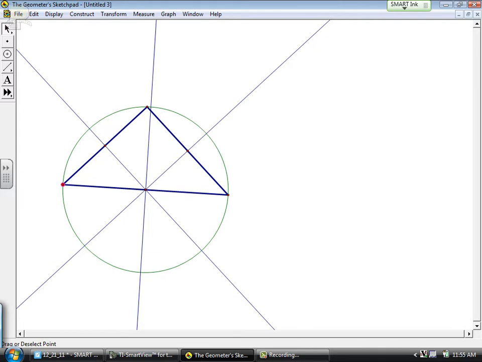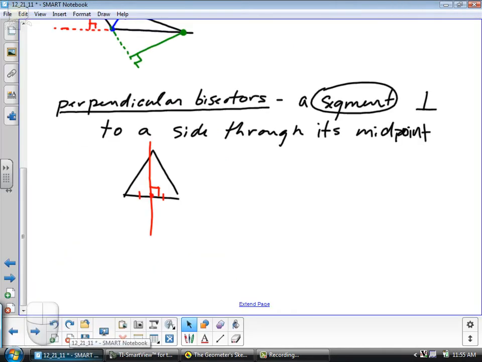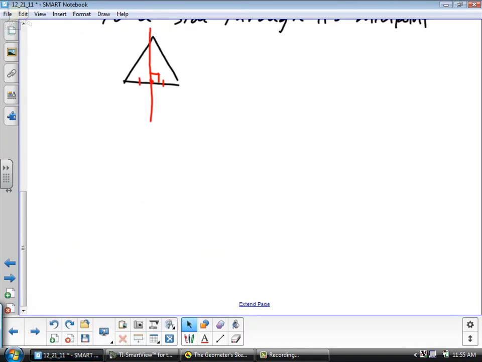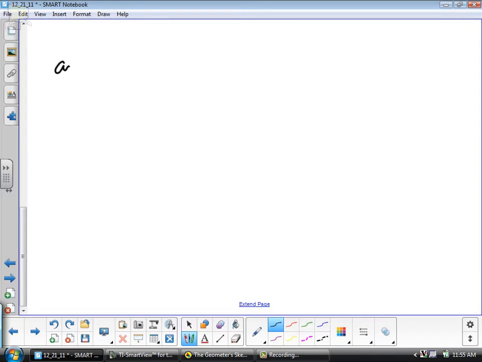The last segment we're going to look at is angle bisectors. The angle bisectors of the triangle, each of them will bisect one of the angles of the triangle. So it could be a segment, it could be a line, it could be a ray that bisects an angle of a triangle.